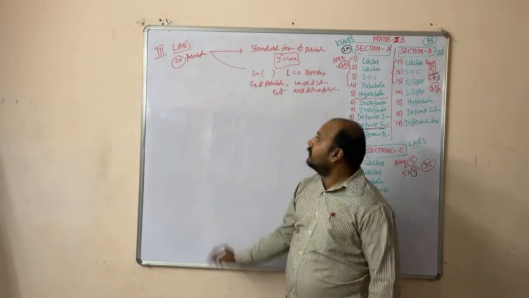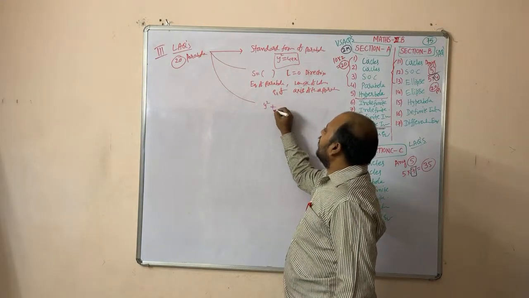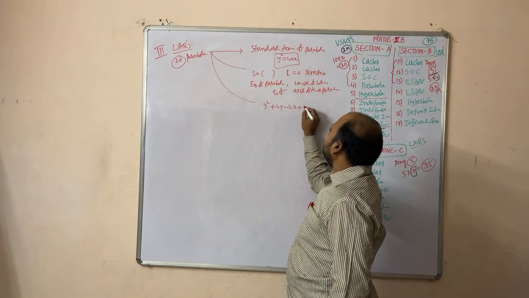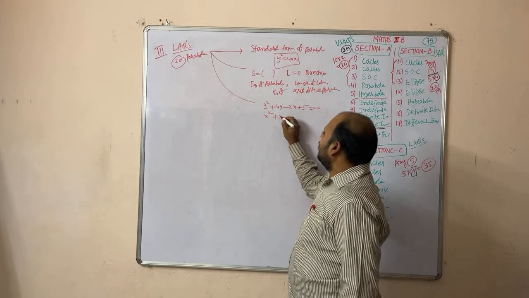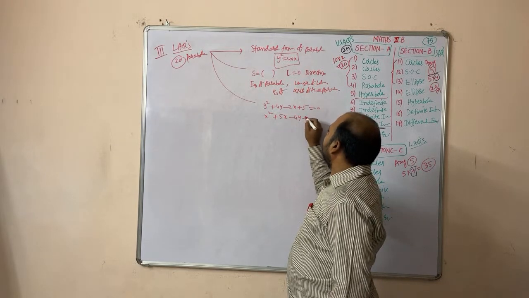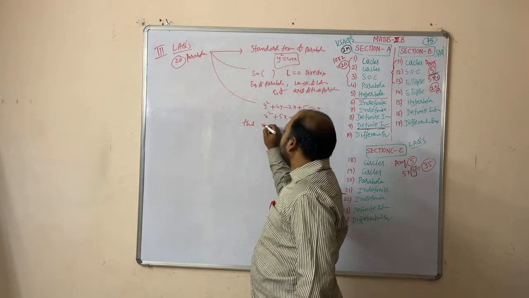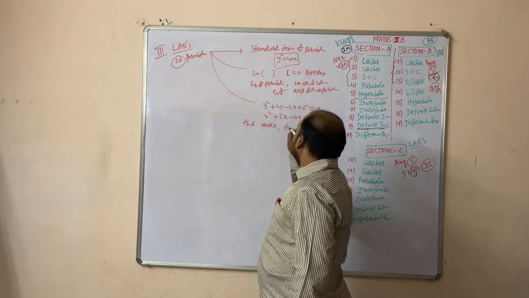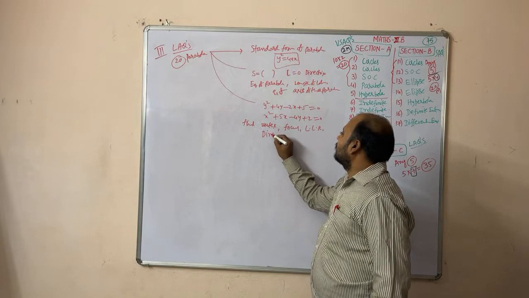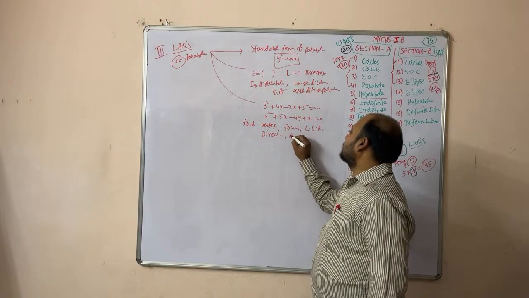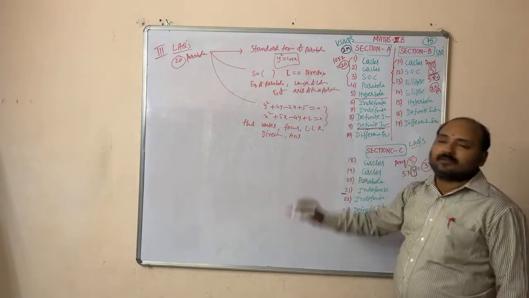Second possibility. Third one, they will give equations like this, dear students: y square plus 4y minus 2x plus 5 equal to 0, otherwise x square plus 5x minus 4y plus 2 equal to 0. Find the center, vertex, focus, LLR, directrix, and axis. These are the possibilities. For this they will ask.